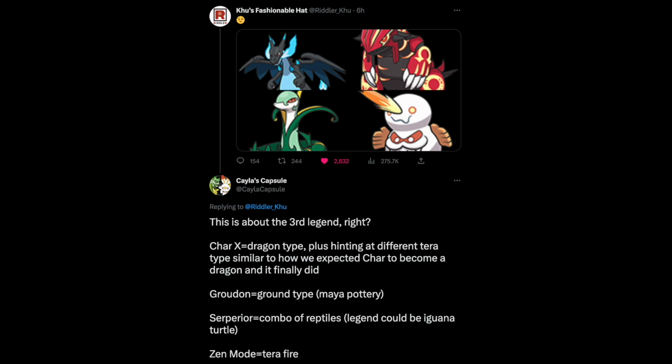We've got pottery for Groudon, which is a ground type, so maybe instead of a rock type, this is going to be a dragon ground type Pokemon. We've got the Superior, which means it's a combination of reptiles. We have it starting out as a lizard and evolving into a snake. That's the iguana turtle combination. And then we have Galarian Darumaka, which becomes a fire type when it transforms into its other form, which could be the Tera type fire.